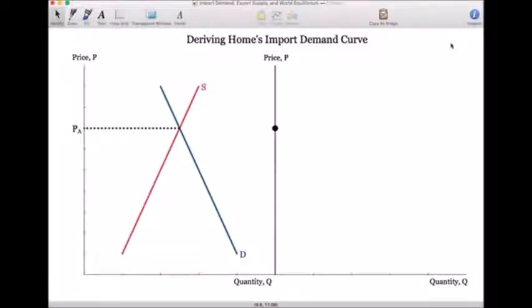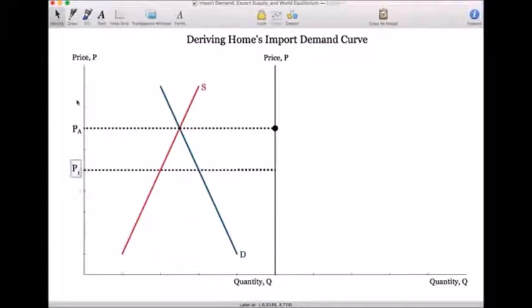So at a price of PA, the equilibrium price that exists in this economy, there will be no demand for imported goods. So at PA, the quantity demanded of imported goods is equal to 0. Let's lower the price and see what happens to import demand. So let's lower the price to here, and let us call that, I'm going to cheat and copy and paste this over. I'll call it P1.